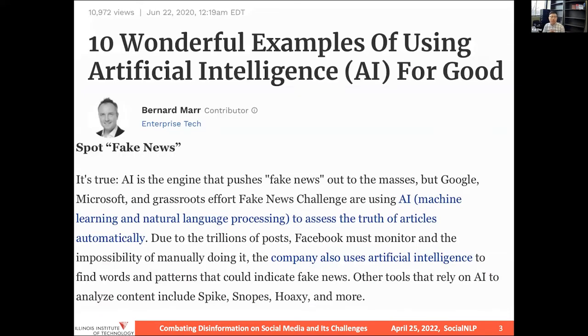Okay, so I want to start with this actually not that recent post from Forbes about 10 wonderful examples of using AI for good. Actually, spotting fake news is one of them, has attracted a lot of attention in both academia and industry, and is among one of these 10 very important problems.